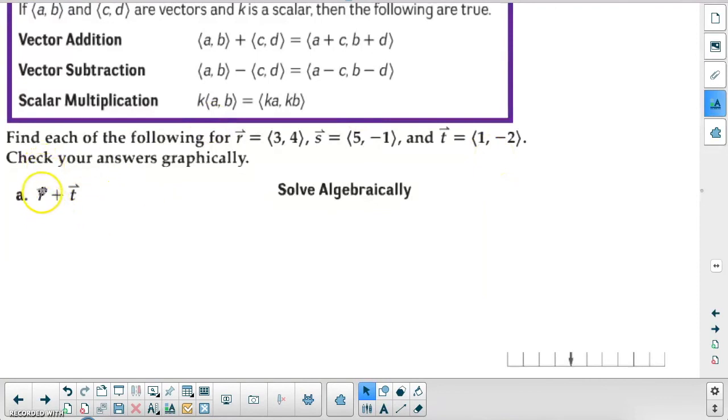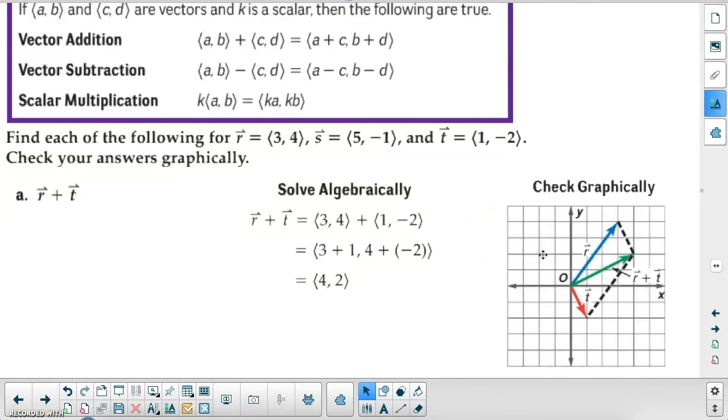So we're going to have vector r plus vector t. We're going to solve algebraically first. So vector r plus vector t is going to be 3, 4 plus 1, -2. So we'll really just be adding the components, 3 plus 1, 4 plus -2, which gives us +4, +2. Now we're going to take a look at what that looks like on the graph. So if we were to graph vector t from 0, 0 to +1, -2, so we're putting all of these in standard position.